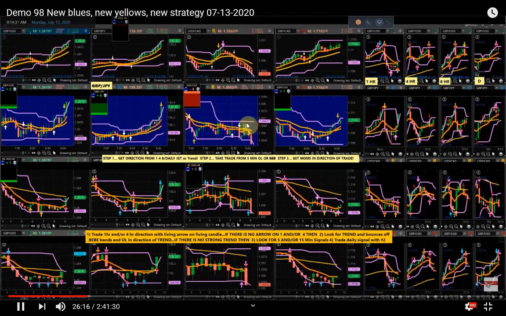This one here, remember, 1 hour orange line, look at it now. We said 66, didn't we? It's at 53, 13 pips so far, that yellow.